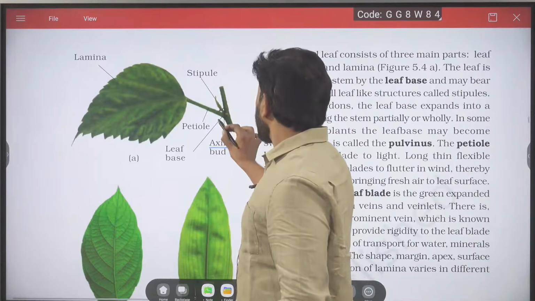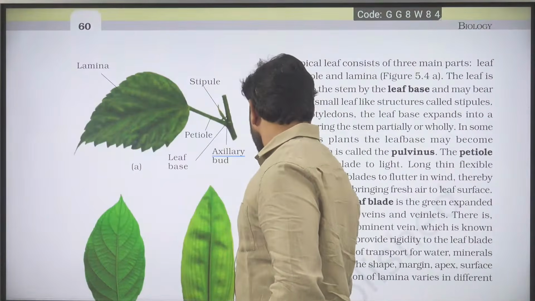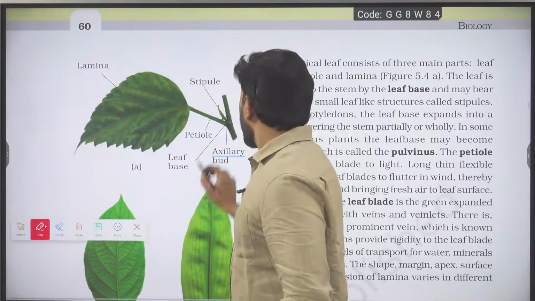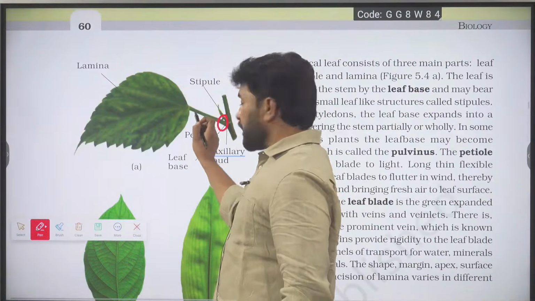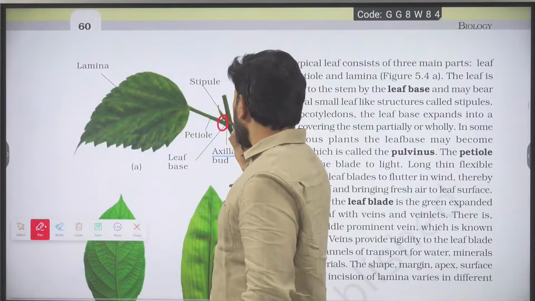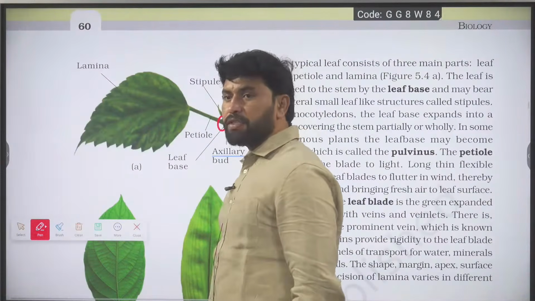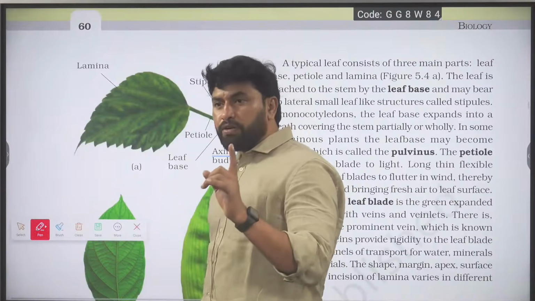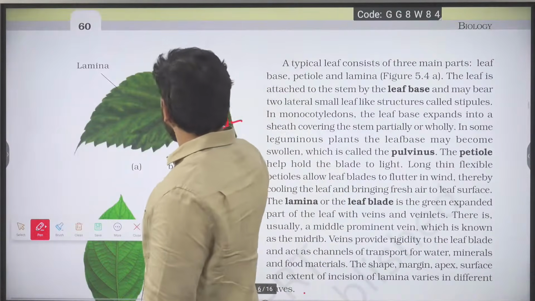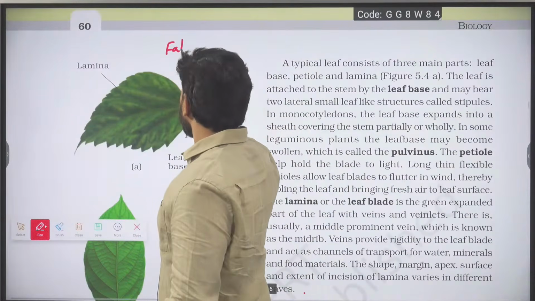The leaf base, this area, so called leaf base, through which the leaf petiole is getting connected to the stem. Is it okay? Over there, when it comes to leaf base, we must not forget the presence of Fabaceae members.